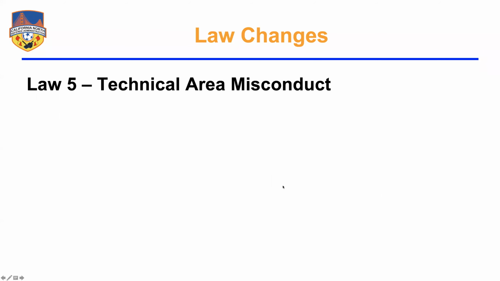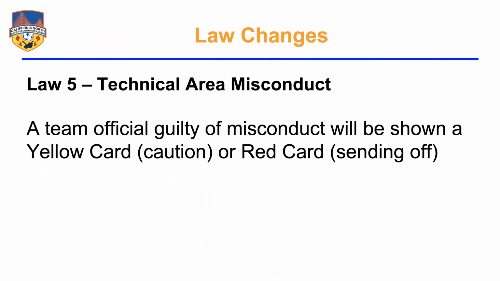Law 5, technical area misconduct. A team official guilty of misconduct will be shown a yellow card for a caution or a red card for a sending off. The previous law said that yellow cards and red cards could only be shown to players on the field, and that coaches would either be warned or dismissed without the showing of a card. For the sake of clarity and just for easier communication, it's going now to be possible for you to show the yellow card and or red card to the coaches.